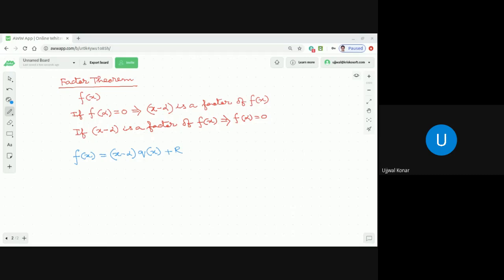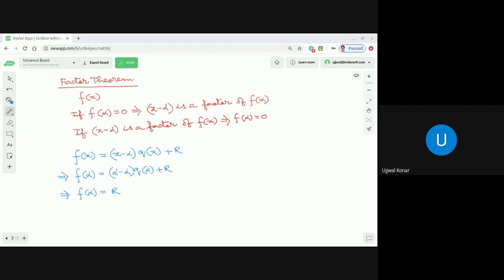Now what we are going to do is apply alpha in this equation. This implies f of alpha is equal to alpha minus alpha into q of alpha, plus r. Correct or not? So this implies f of alpha is equal to r. Correct or not?